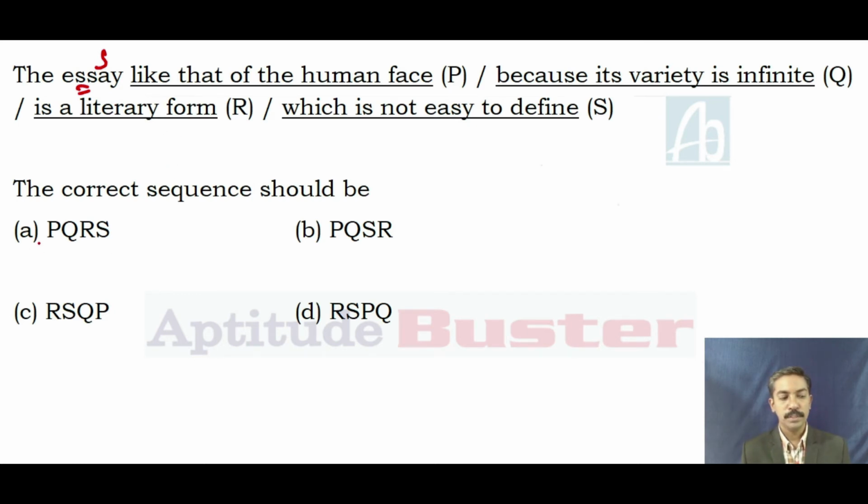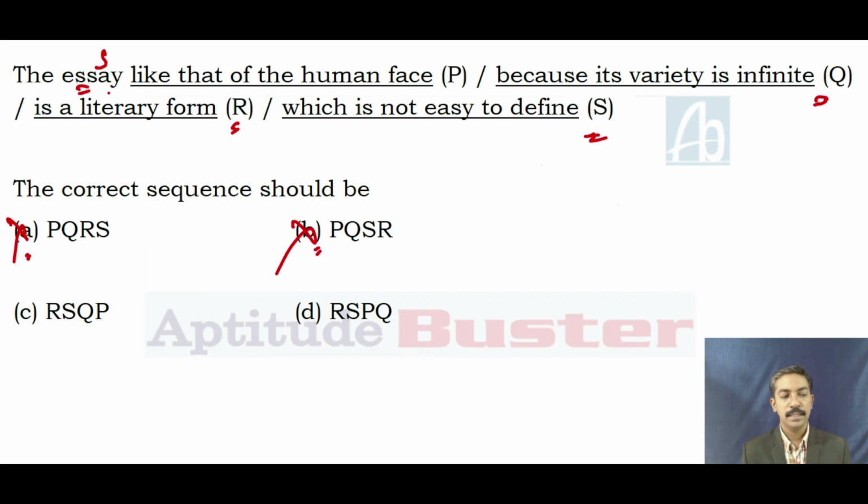While you look at the options, option A and option B, they start with PQ. They say like that of the human face. Could be possible. But after segment P, there must be the verb, which is not there. Thereby, option A and option B get eliminated almost within no time. This is one way of linking it. Even otherwise, if you look through the usual approach of us trying to gather clues from the segments, we can be very sure R, S, Q must make a proper sequence.